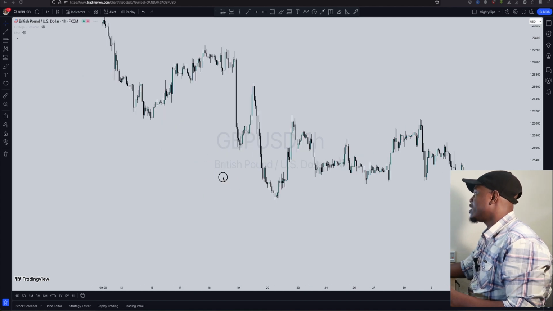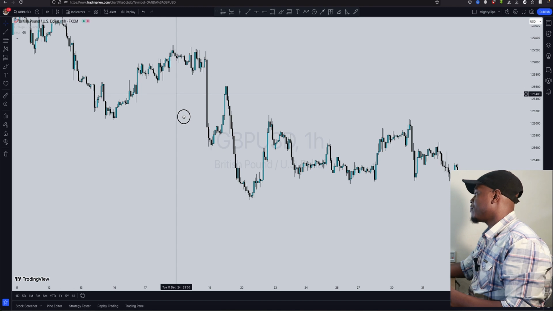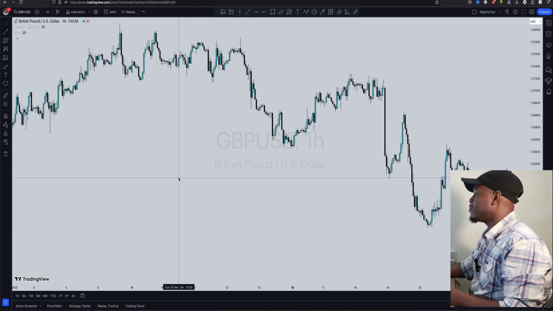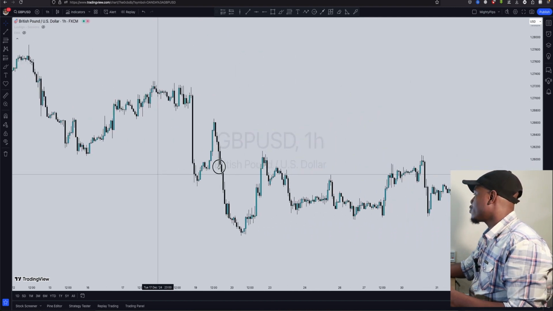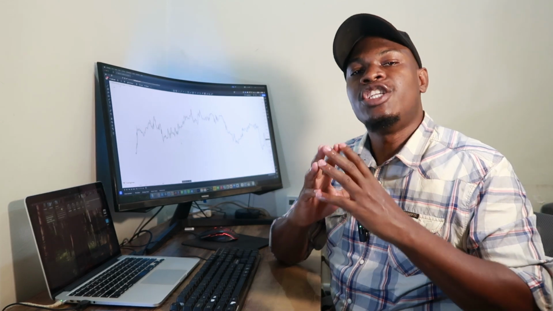I'm using GBP USD here on the 1 hour chart. This strategy can work on any time frame. You don't have to use the 1 hour chart. You can use it on the 15 minute chart, or on the 5-minute chart for scalping. It will work throughout. Okay, so first things first, guys, this strategy is based on market structure.